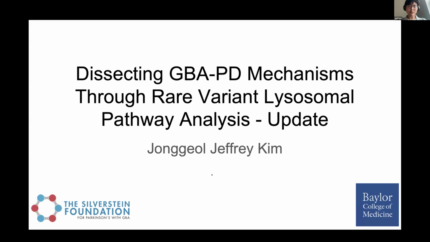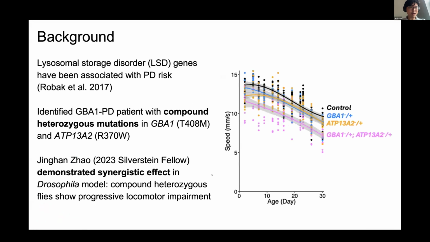All right, great. I know we're quite behind, so I'll try to keep this rather brisk. So just a quick background. We're all familiar with lysosomal storage disorders, and they have been associated with Parkinson's disease risk. And a previous fellow from Baylor found that there's a synergistic effect between GBA and ATP13A2, which can cause Parkinson's disease in an autosomal recessive manner. So we figured that there are likely other human cases where we may see a synergistic effect between GBA and other lysosomal storage disorder genes.